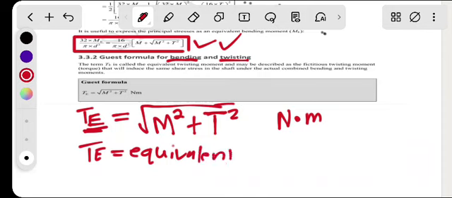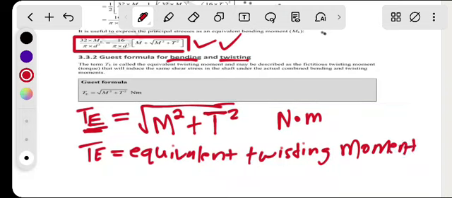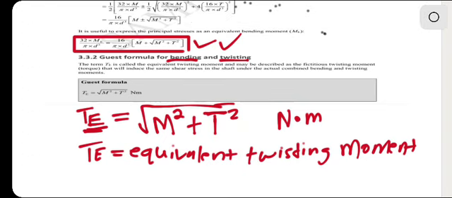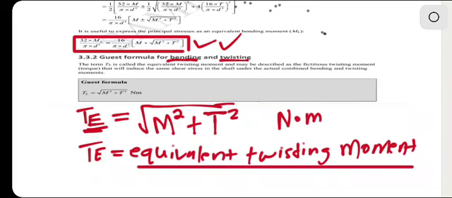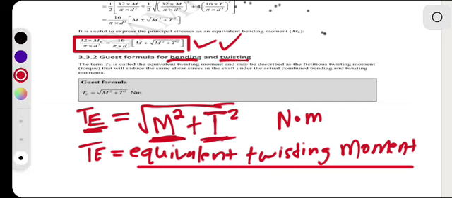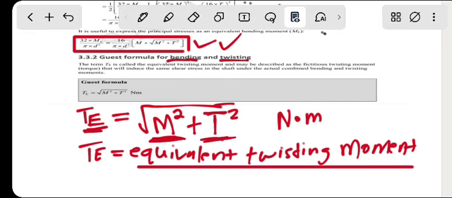This is our equivalent twisting moment. It is what we're supposed to learn about, to know. Call this the equivalent twisting moment. This is how you calculate it. You are supposed to have your maximum bending moment and your maximum torque.